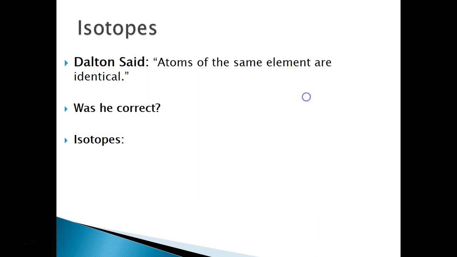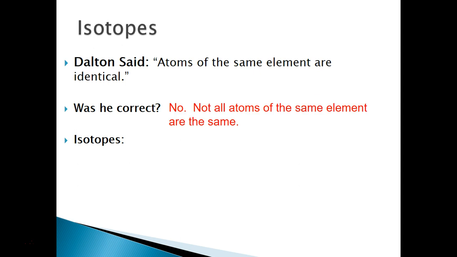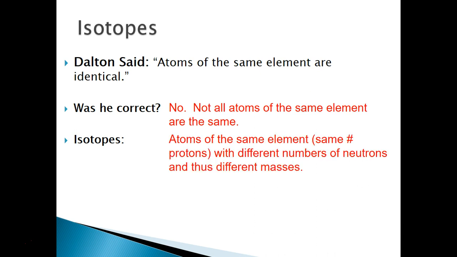All right, so finally, Dalton said atoms of the same element are identical. Now, when he said this, he was actually not correct. Not all atoms of the same element are identical. Atoms actually contain a number of different isotopes, and isotopes are atoms of the same element, which means they have the same number of protons with different numbers of neutrons and thus different masses.